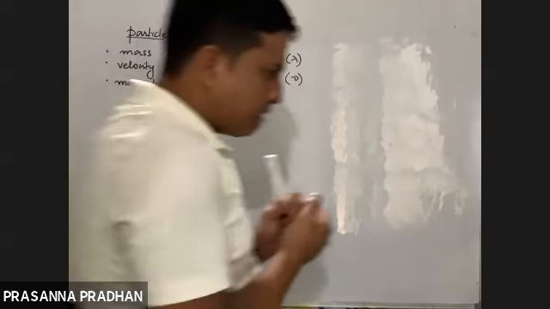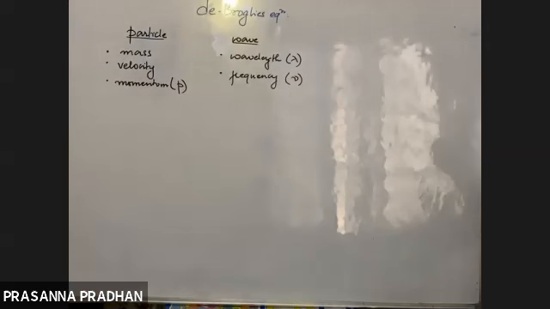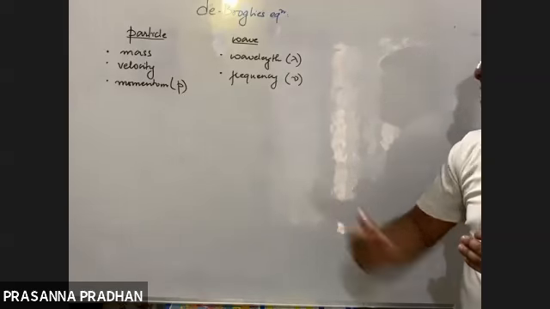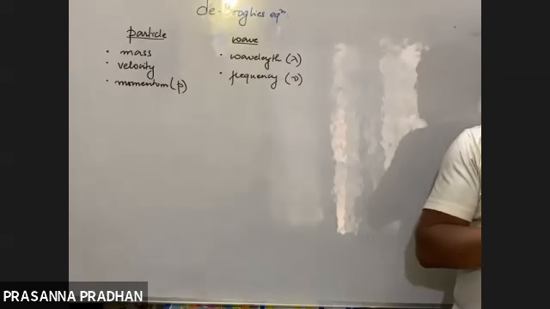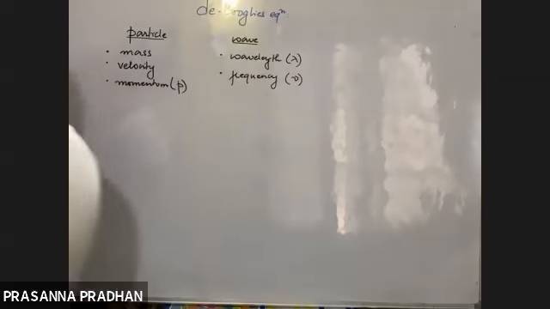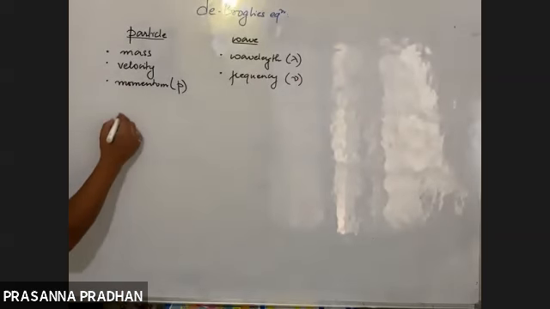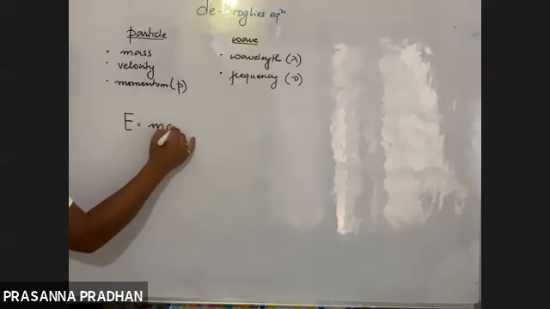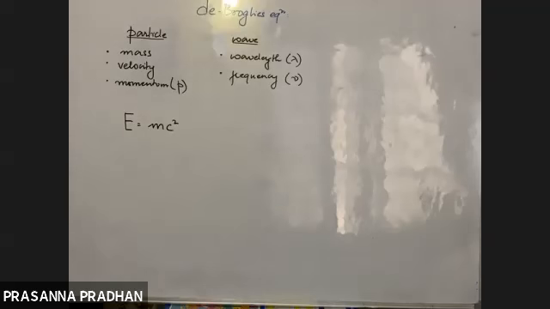So de Broglie thought that if this radiation behaves both as a particle and as a wave, then there should be some relationship between the particle character and the wave character. So let us see. According to Einstein's mass energy equivalence, E is equal to mc square.